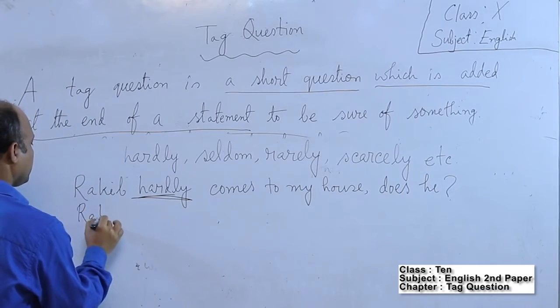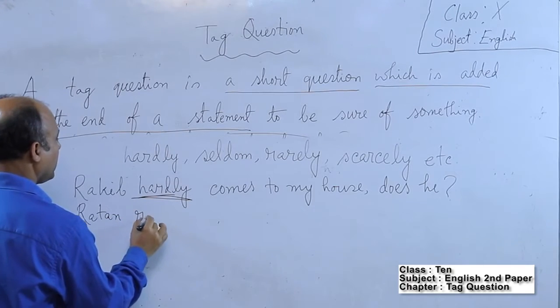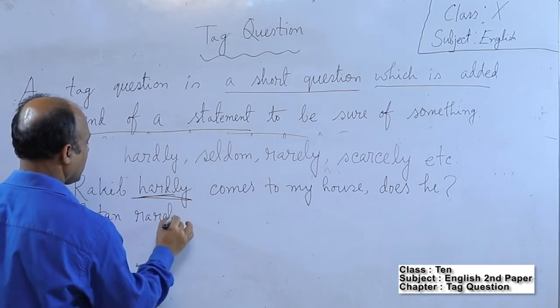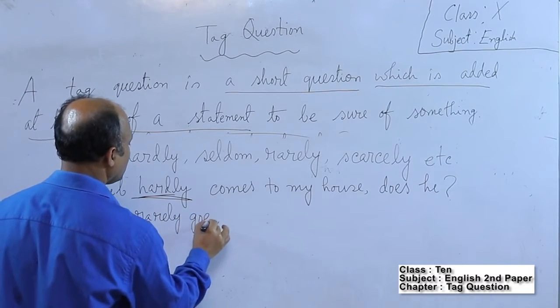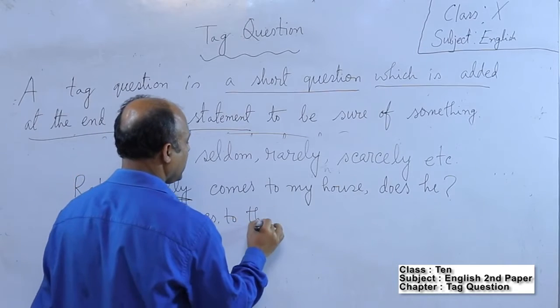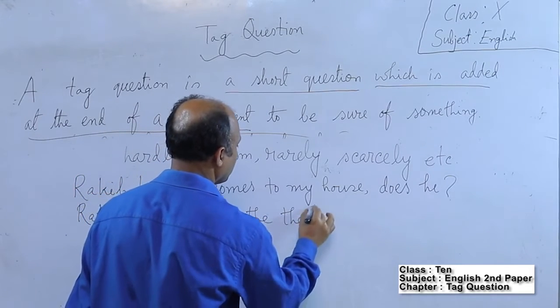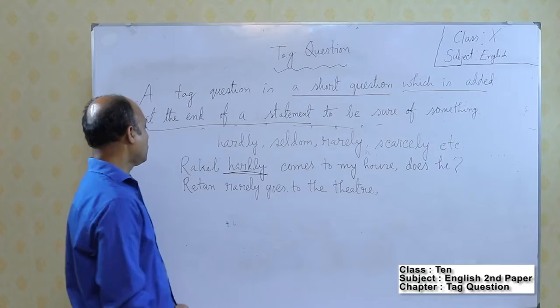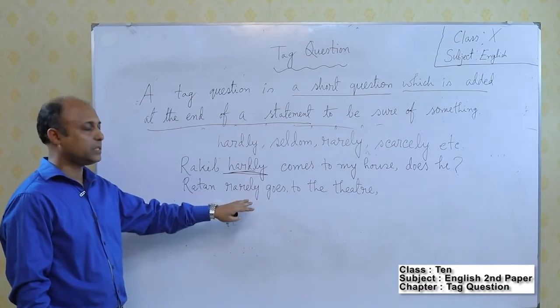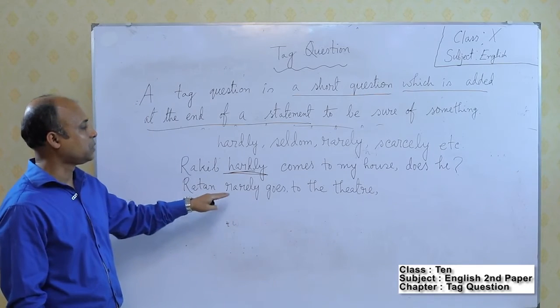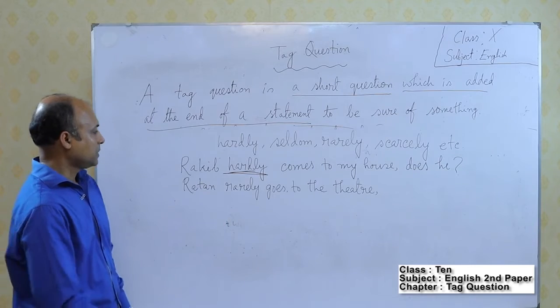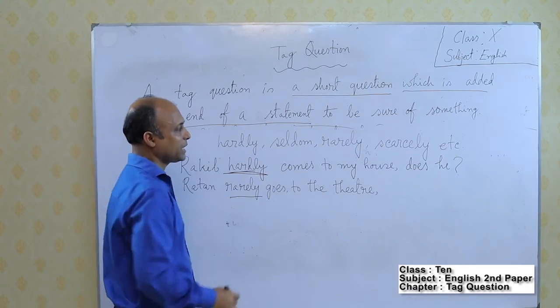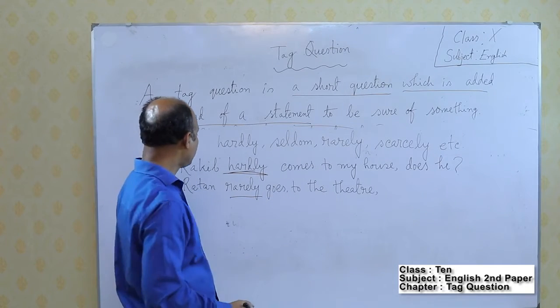Ratan rarely goes to the theater. And here we also see the negative adjective rarely. Ratan rarely goes to the theater. As it is negative, so the tag will be positive.